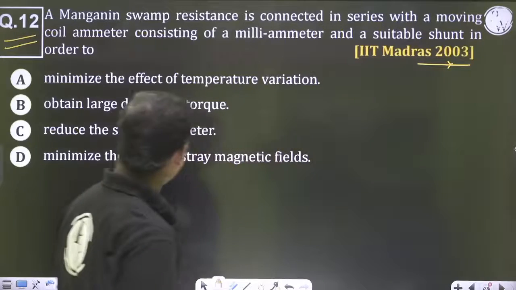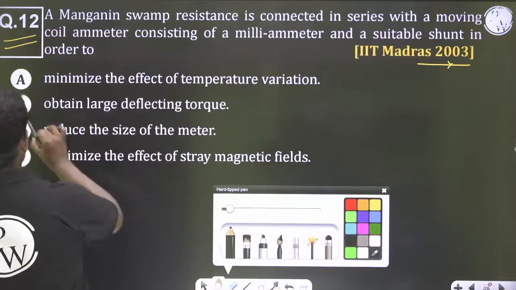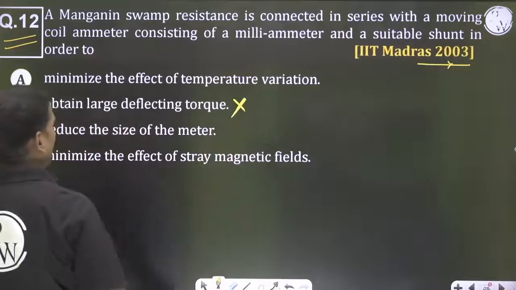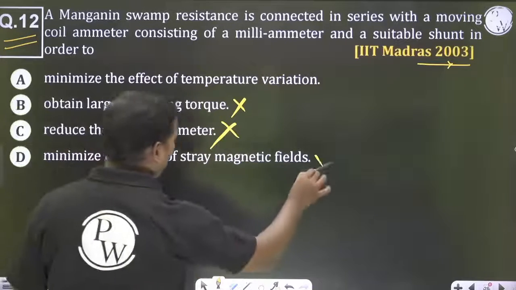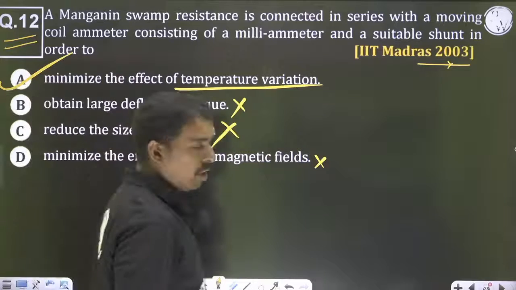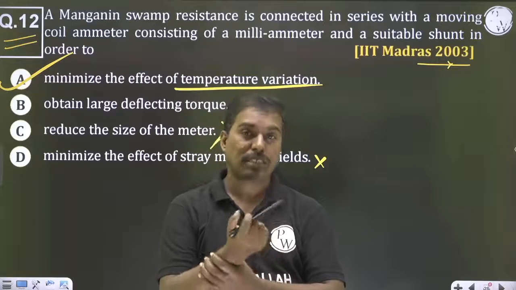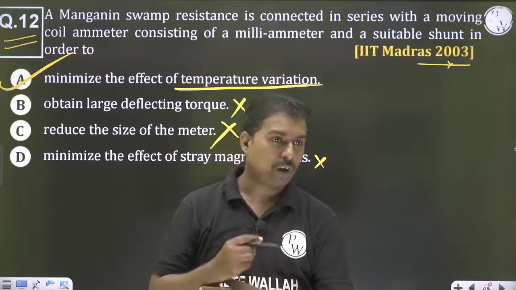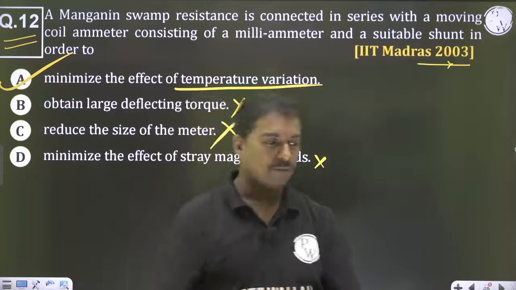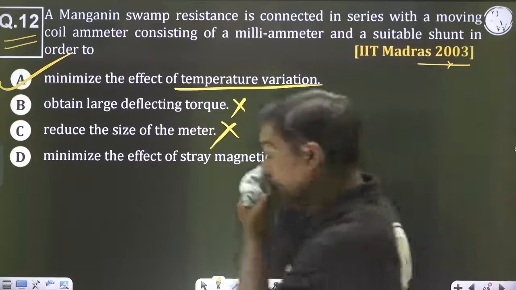So what is the concept? It will obtain large torque? No, this is the wrong answer. Reduce the size of the meter? Wrong. Magnetic fields? Wrong. So it's related to temperature. Remember, always manganese, these all are related to temperature. So temperature effect is there in all the meters, because wherever copper is there, the moving coil is made of copper, definitely we are going to have this particular effect.